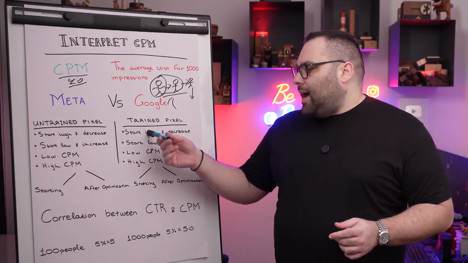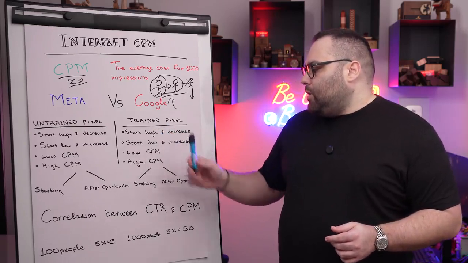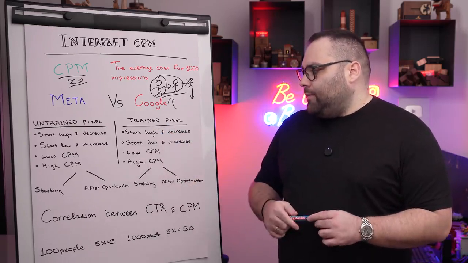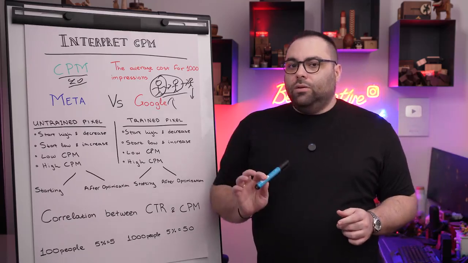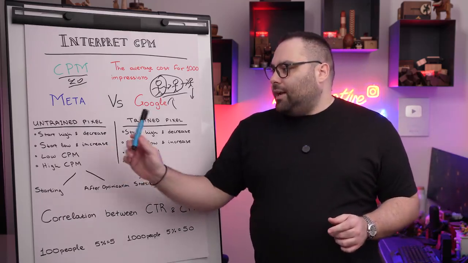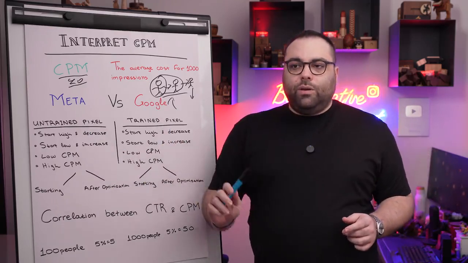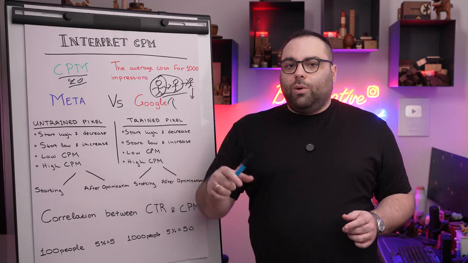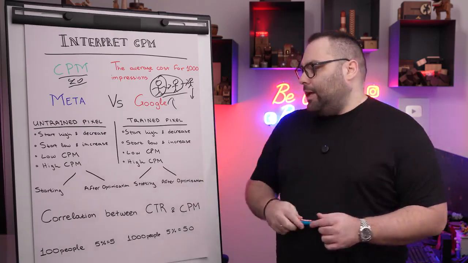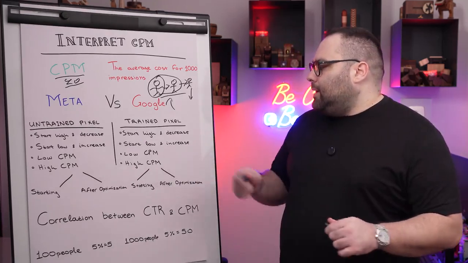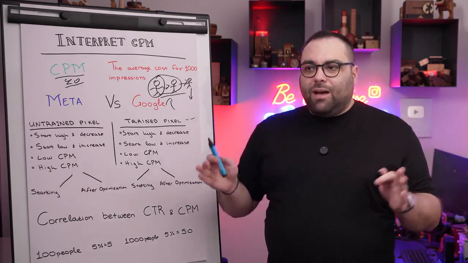Let's say that we start high with a trained pixel and we're going to start seeing a decrease over here. This is not necessarily good compared to having an untrained pixel. In a trained pixel, we don't want to see that because we feel like at this point it's optimizing for a hot pocket of lower quality. A lot of times, in a trained pixel, what we want to see is kind of the same CPM across our campaigns.